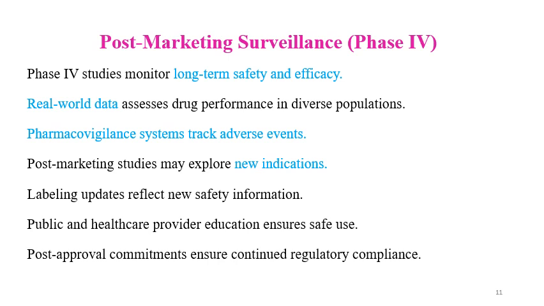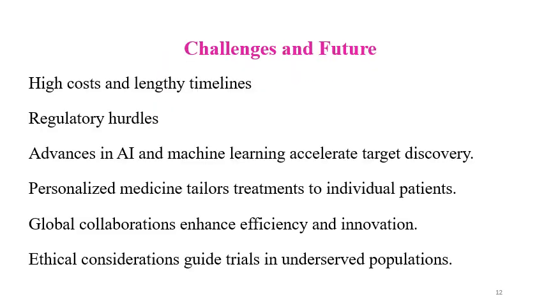Then labeling updates may be required to reflect changes based on the new information. Public and healthcare provider education ensures the safe use. Sometimes the drugs may be used for new indications. Post-approval commitments ensure continued regulatory compliance. So in this phase, the data is generated, adverse events are reported, safety data is generated, and if any new labeling changes are required, then those are done. So this is the journey of how the drug is developed.